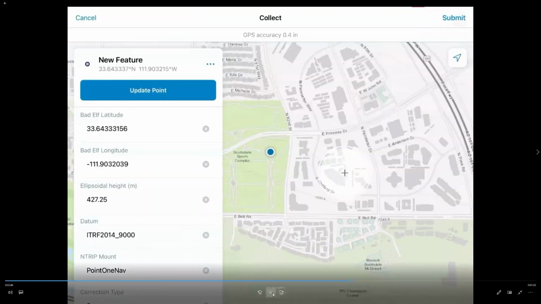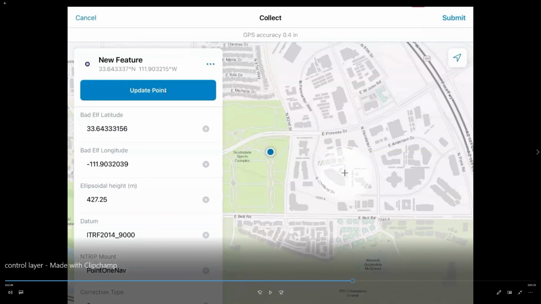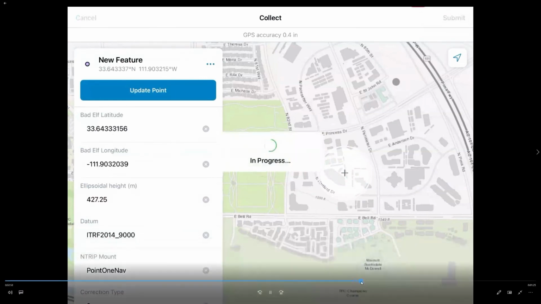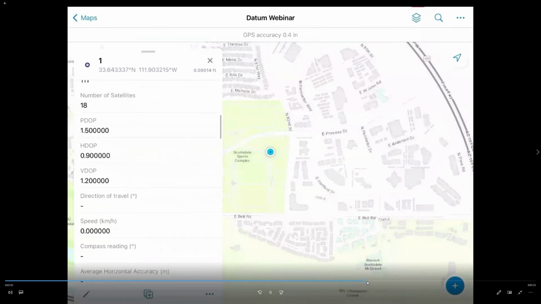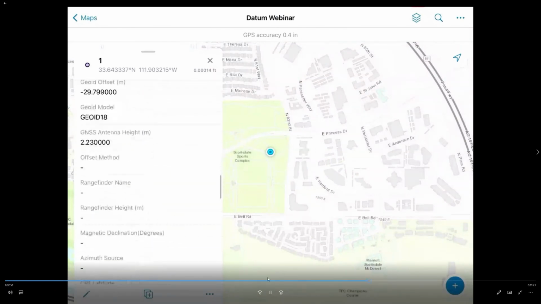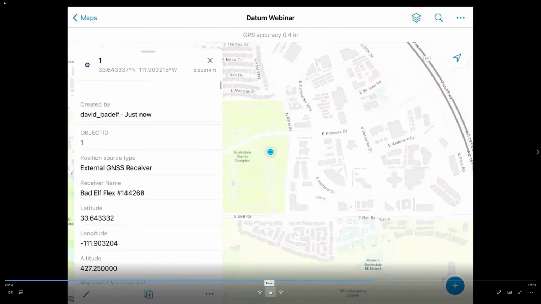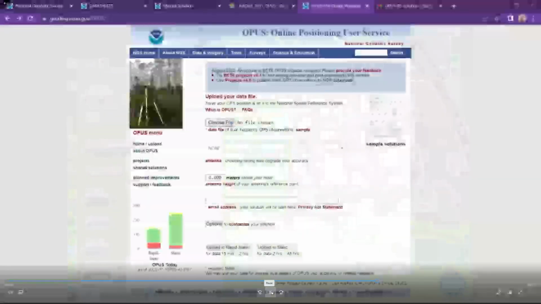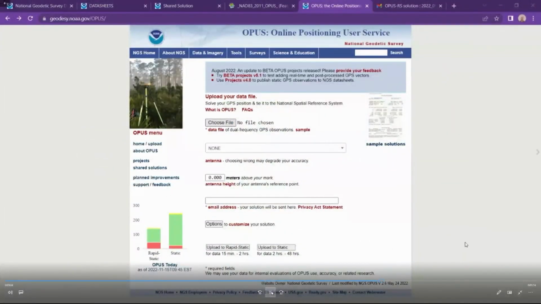So I just collected a point right there. You can see it switched back to our app and then it went right back over. And then we filled in all that information over here on the left. And all that metadata is filled out from datum, accuracy, geoid, et cetera, all that information's there. So now we're done collecting our points right here.